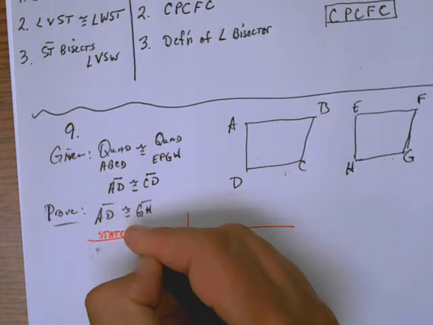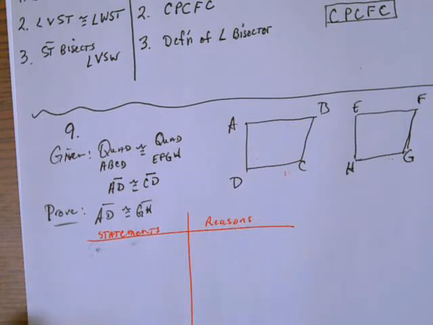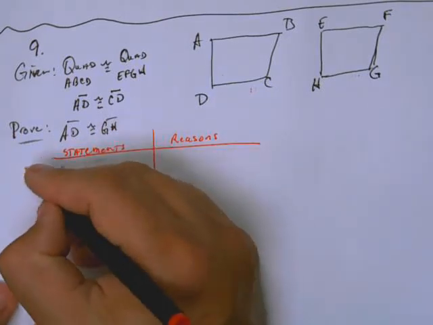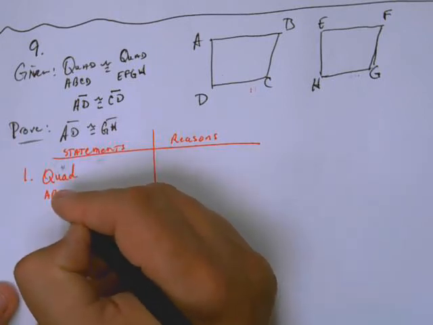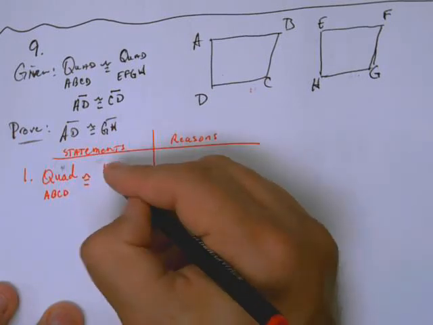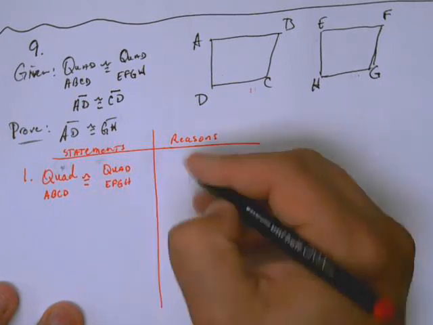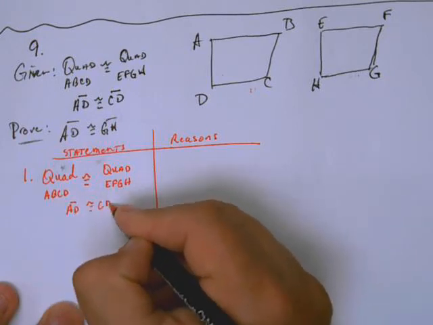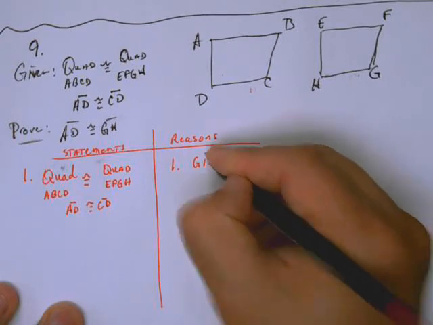Here's our structure, statements, reasons. This is called a 2-column proof. Here we go. Step 1. What's always our step 1? Our given information. Quad ABCD is congruent to quad EFGH, and AD is congruent to CD. And that's given.